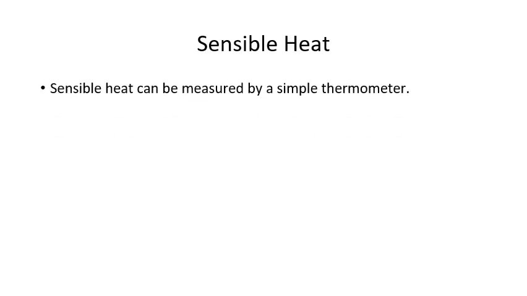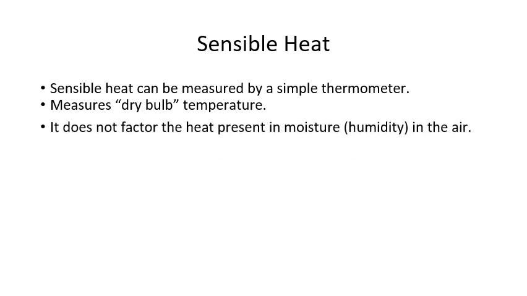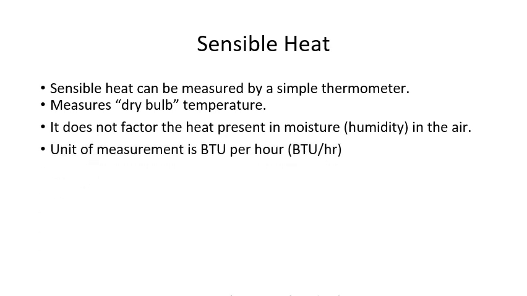Sensible heat can be measured very easily by a simple thermometer. That's something that you're going to carry on your service truck pretty much from day one. And when we're measuring sensible heat, it's important that we understand that we're measuring what's called dry bulb temperature. The reason why it's called dry bulb is that it does not account for any moisture or wetness in the air. So it does not factor in the heat that's present in the moisture or the humidity in the air. And the unit of measurement for sensible heat is BTU per hour. And so we're going to see that unit of measurement a lot today, BTUs per hour.